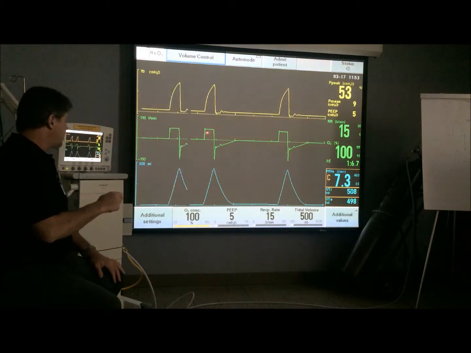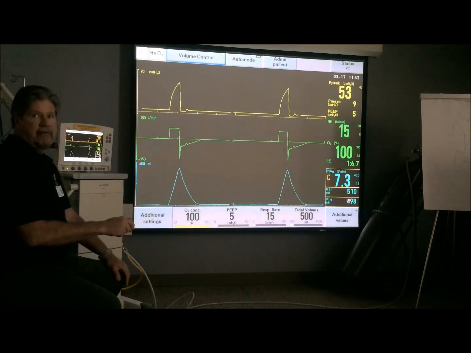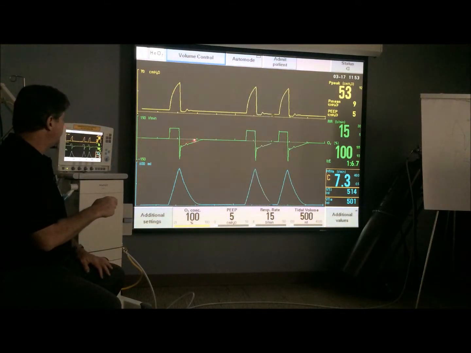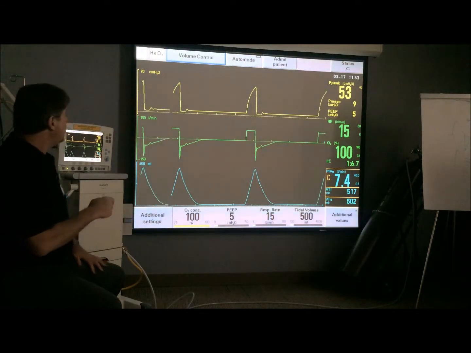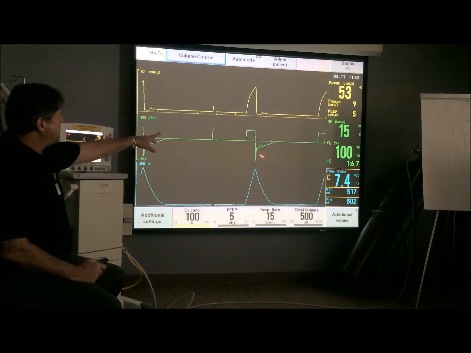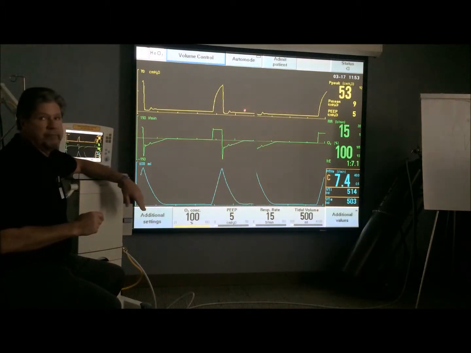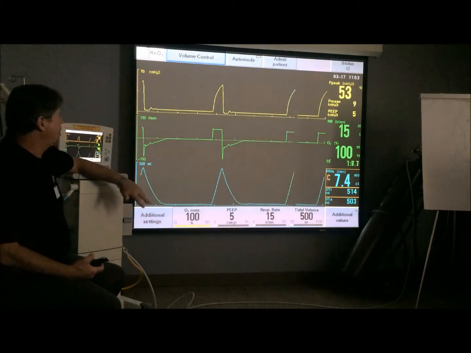And so the area of this curve still is 500 cc's. And the area of this triangle is 500 cc's as well. Now notice what happened when I did that. The peak airway pressure went up. So why did the peak airway pressure go up?